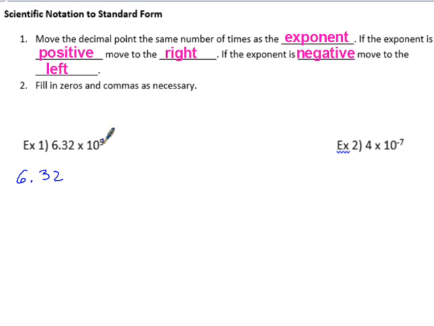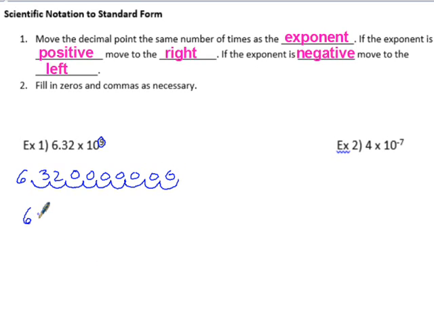And it says I'm going to move the decimal point the same number of times as the exponent. Alright. Positive exponents, you're going to move to the right. Negative exponents, you would move to the left. So I'm going to go to the right 9 times. Alright, 1, 2, 3, 4, 5, 6, 7, 8, 9. And in each of these spaces, now that I've created, I'm going to fill it in with a 0.